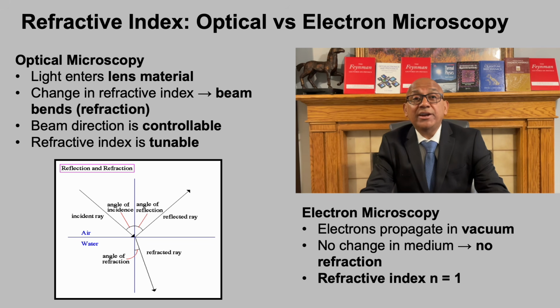Electron microscopy operates very differently. Electrons propagate entirely in vacuum where there is no change in medium. Because there is no refractive index contrast, refraction does not occur. The refractive index is fixed at n equal to 1 and cannot be used to control or focus the electron beam. This fundamental contrast, illustrated by the ray bending diagram, explains why refractive index plays a central role in optical microscopy but is irrelevant in electron microscopy.